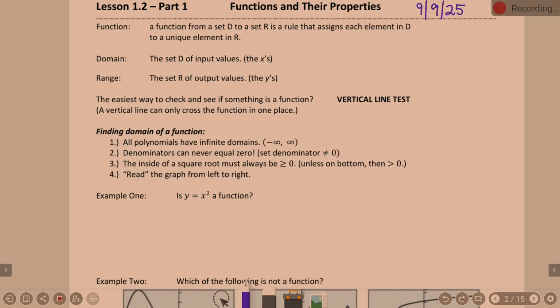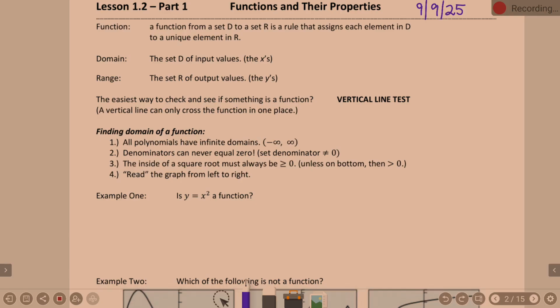A function from a set D to a set R, as in from the domain to the range, is a rule that assigns each element in the domain to a unique element in the range. If you first remember learning whether or not something's a function back in middle school, each x value pairs with one y value in the range. You were probably always taught the x value can't repeat. That domain value can't pair to 2 different y values. So that's a function.